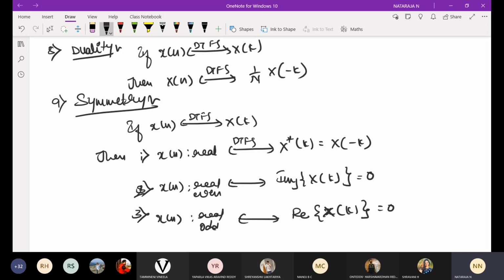What is the definition for continuous time signal? The Fourier series representation of a periodic continuous time signal x of t is given by x of t is equal to summation k is equal to minus infinity to infinity x of k e power j k omega naught into t.